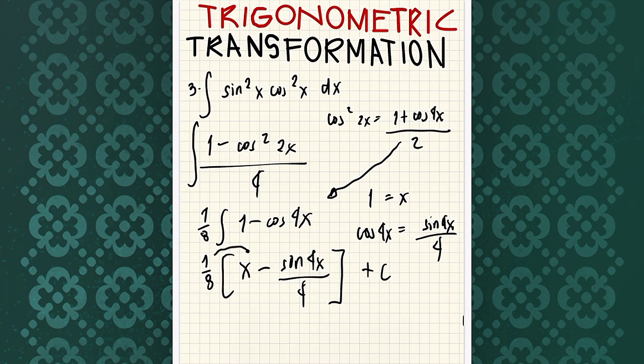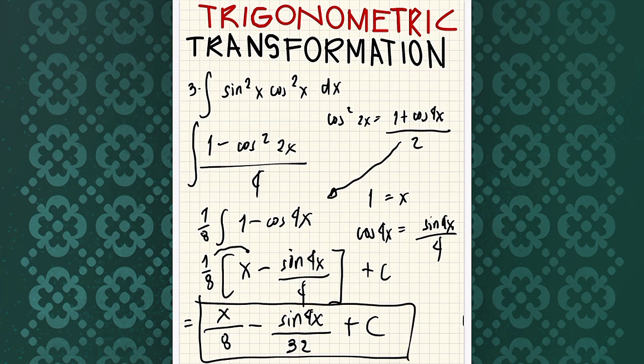Then substitute the 1/8 for these expressions or use FOIL. Then it becomes x over 8 minus sine 4x over 8 times 4. This can give 32 plus c. So this becomes our final answer.